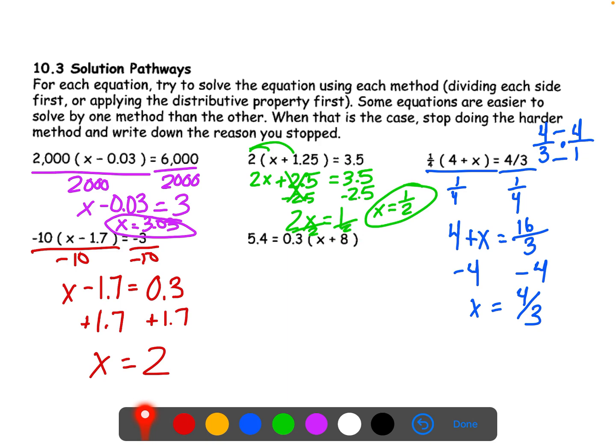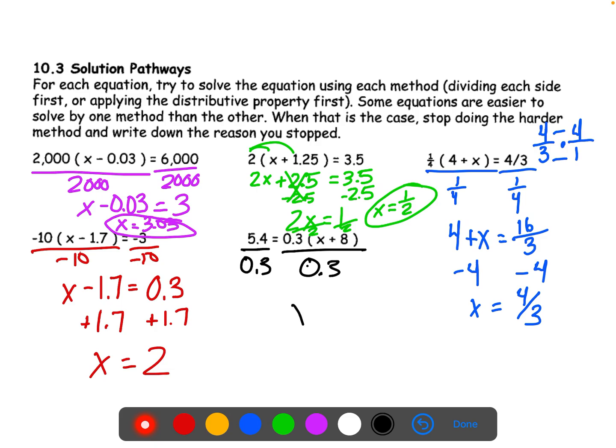Well, I would get rid of the times 3/10, because I don't want to have 0.3x, and I don't want to figure out what 0.3 times 8 is. I'm just going to get rid of it. So let's divide by 0.3, 3/10.